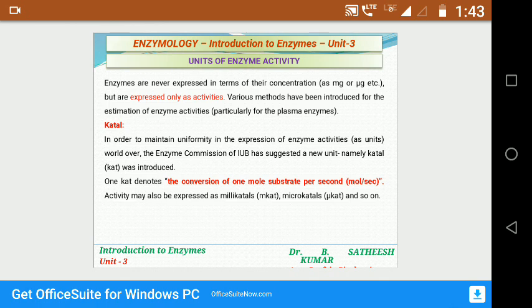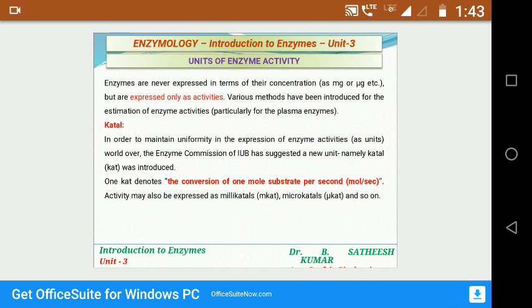And the last topic is units of enzyme activity. Because we are measuring the product concentration, not the enzyme concentration, we will use two different types of units. The first one is katal. Katal is a unit that is proposed by the IUB, International Union of Biochemistry, the same body which appointed the EC Commission for the classification and nomenclature of the enzymes.